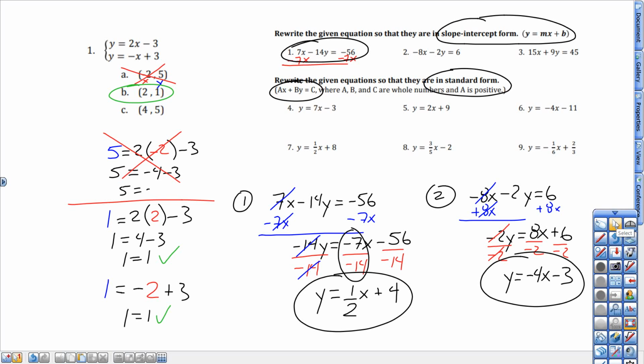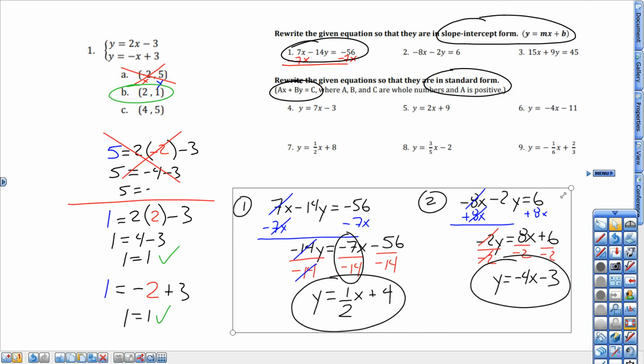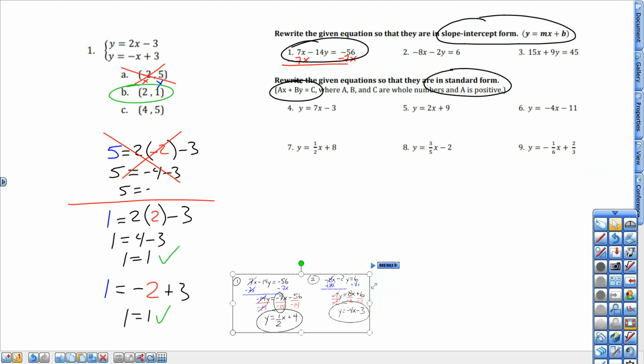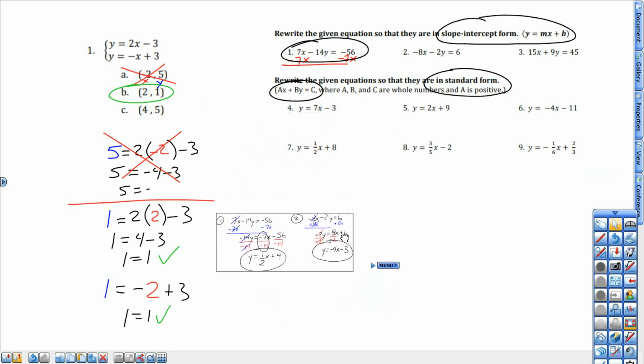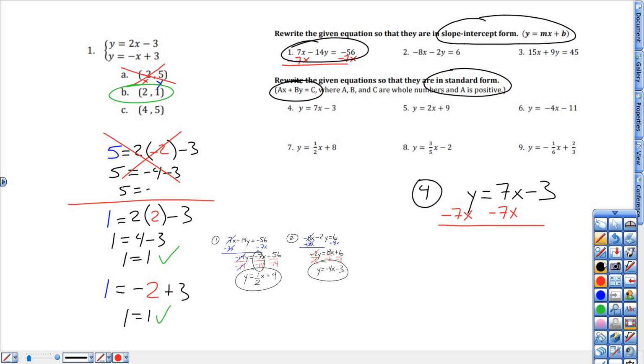So again, knowing how to take an equation in standard form or any other form and solve it for y, get that y all solved for. All right, the last problems here are writing in standard form. So here we go. Number 4, just a couple standard form ones. I'm going to get this x on this side here. And that's going to give me negative 7x plus y equals negative 3.